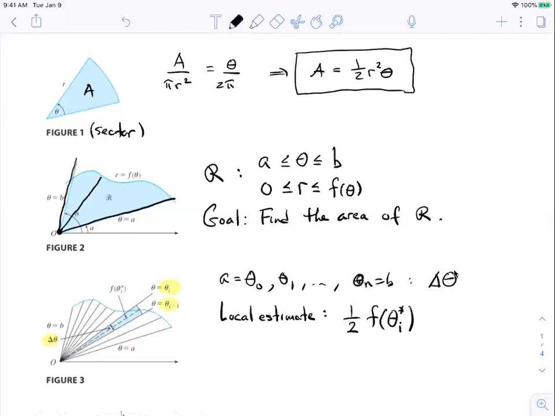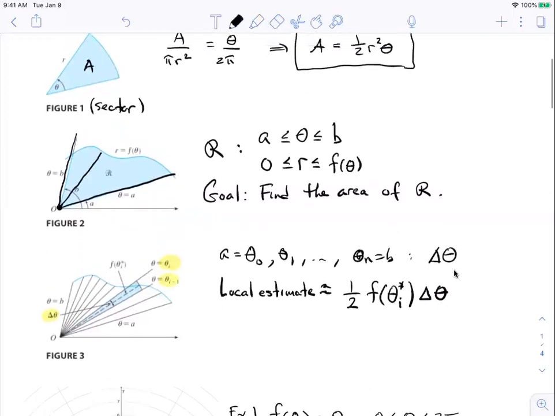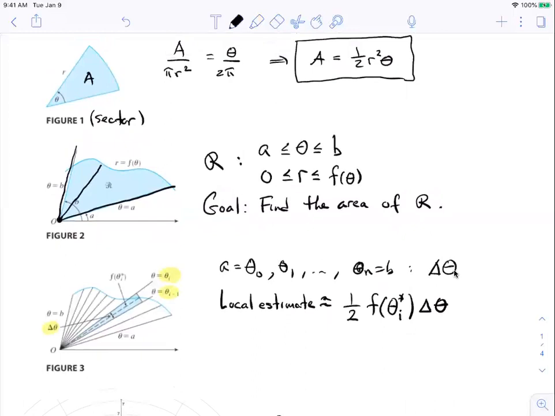Okay, and then I have to multiply that by the angle. The angle is delta theta. So that's our local estimate. That's the area of that little blue thing approximately. If delta theta is small, it gets better and better. So if we added all those things up, we would get an estimate for the total area, taking the limit as delta theta goes to 0.